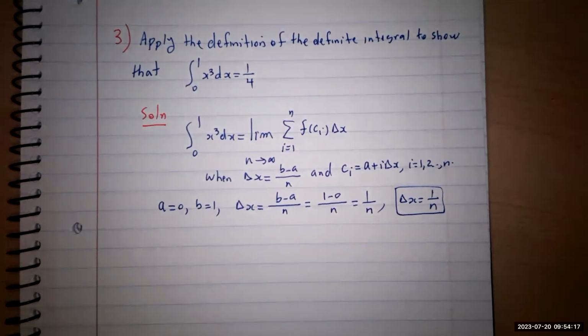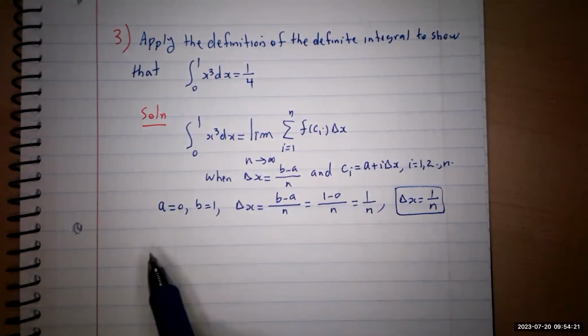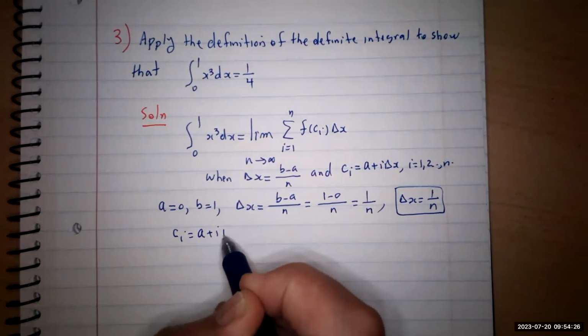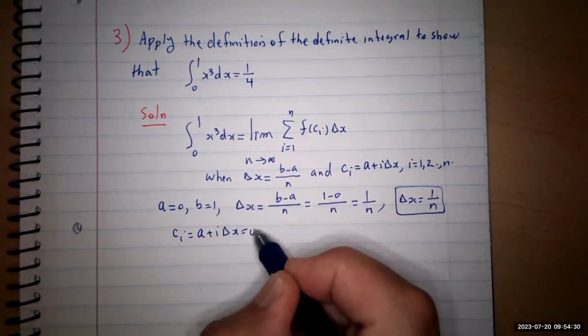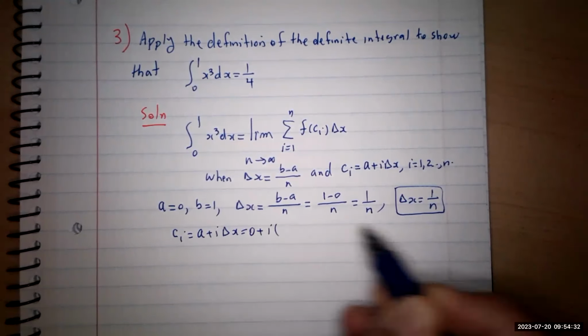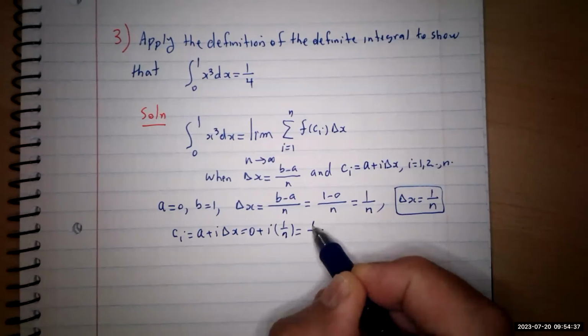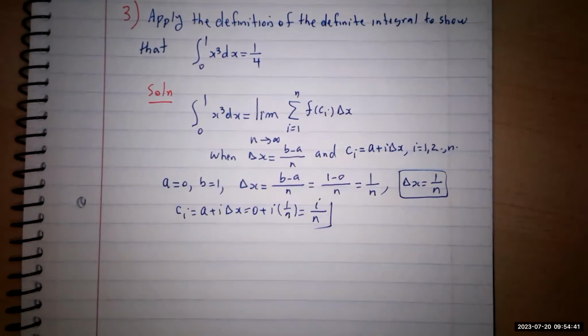Any question? Step two, c_i. c_i is a plus i delta x. a is 0, so it's i delta x. Delta x is 1 over n. So that gives you i over n. That's the c_i. Step 2.